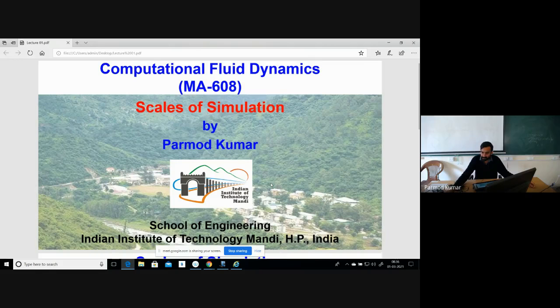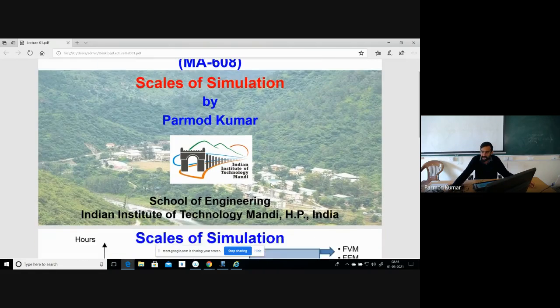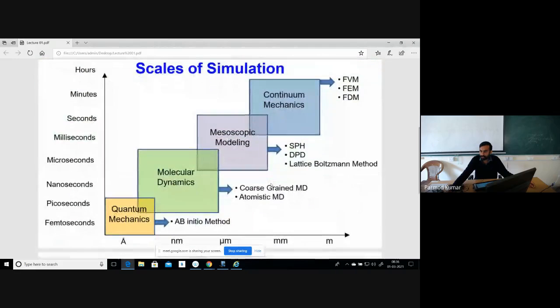In terms of scales of simulations, I have given one plot over here. In this plot, along the abscissa, I have represented different length scales. You can see the length scale varying from very small values of nanometers to large length scales used in engineering applications, up to the range of meters. And the time scale I have taken from femtoseconds to hours.